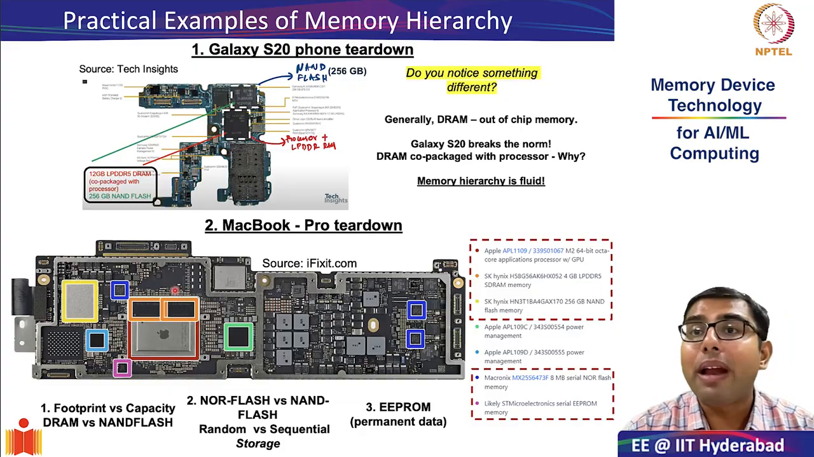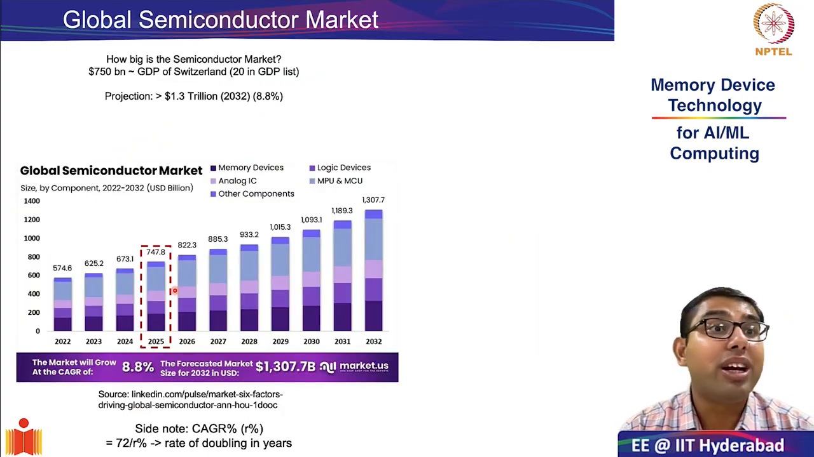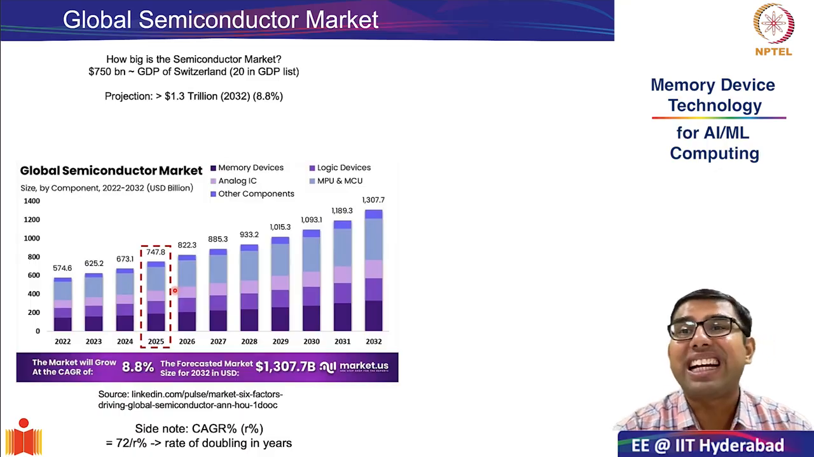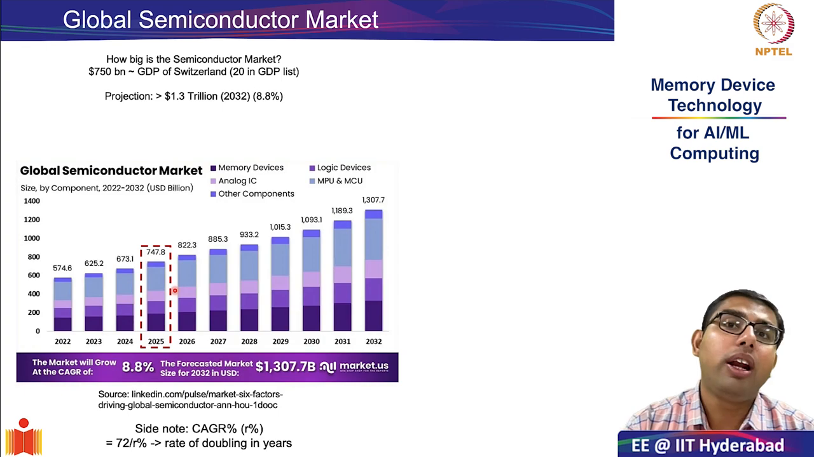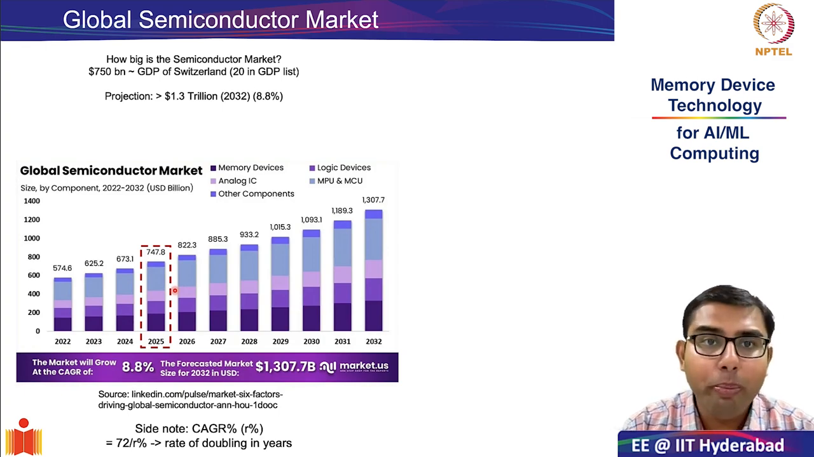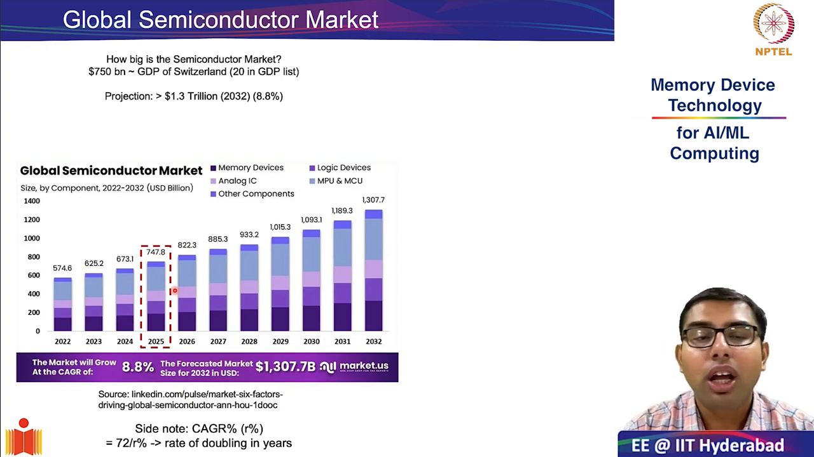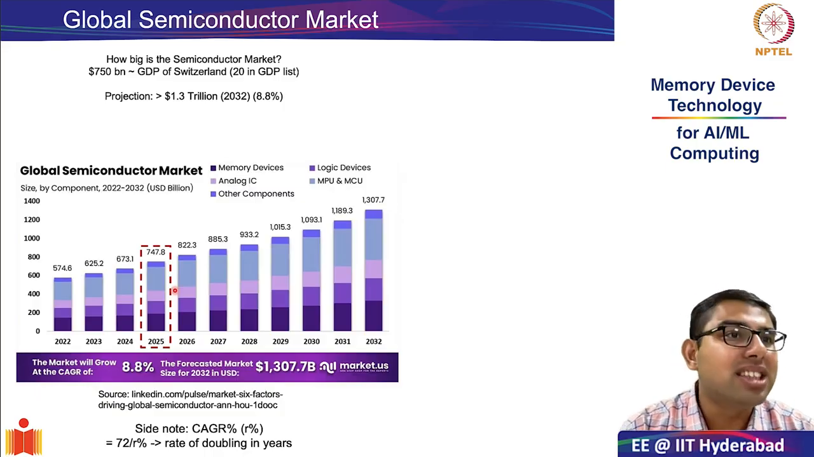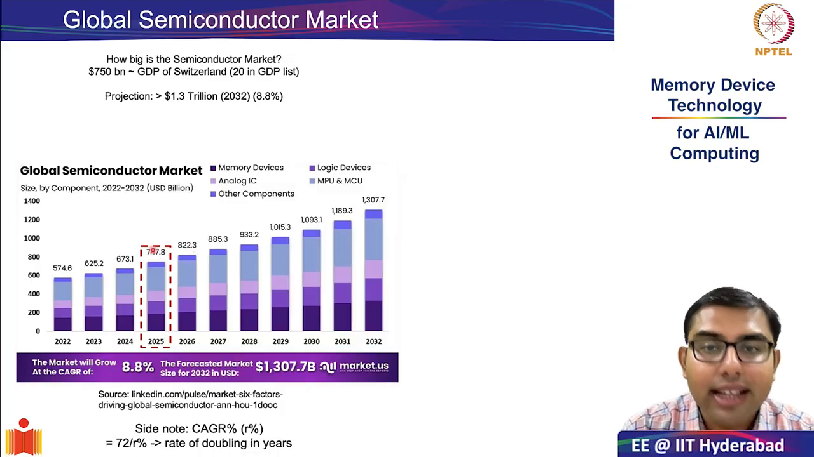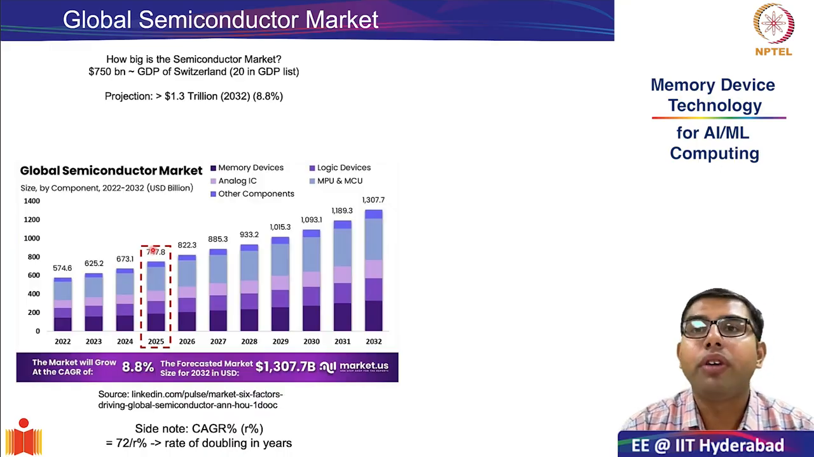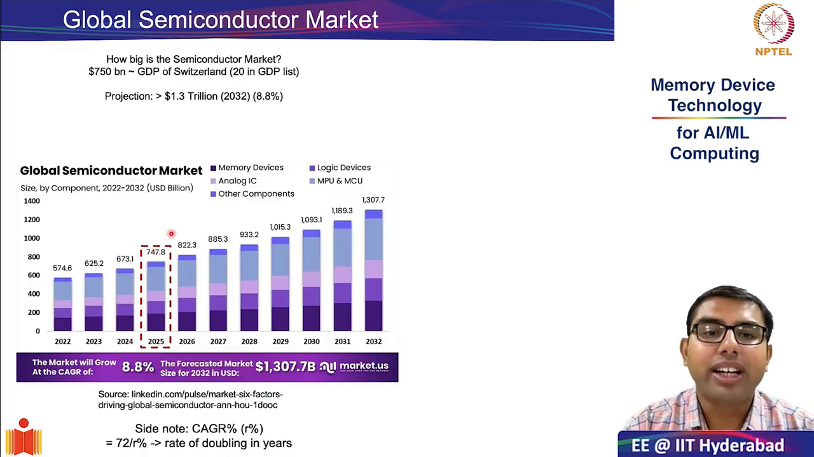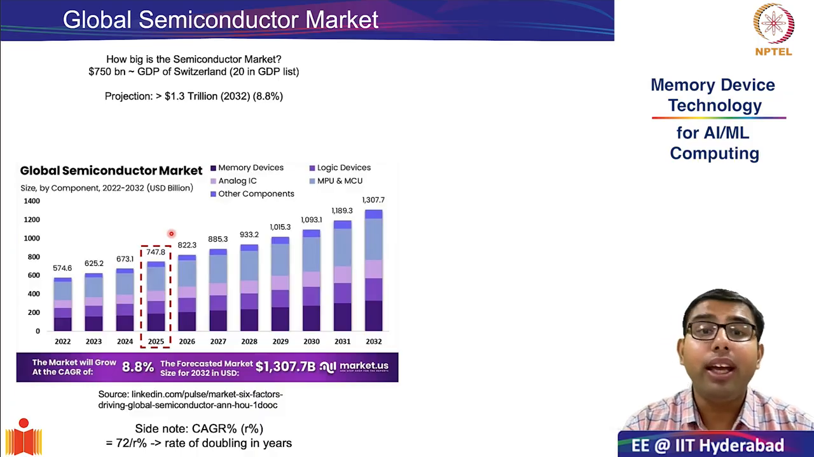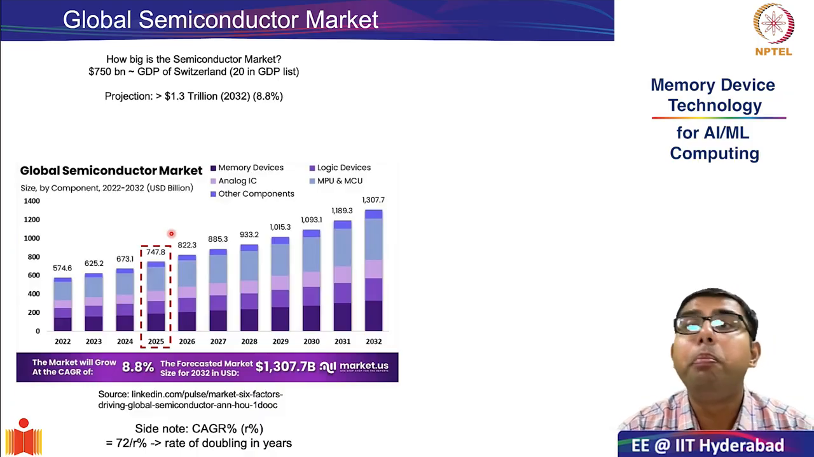This gives us a very good platform to start our next discussion, which is on global semiconductor market trends. So let me ask you a question. How big do you think the semiconductor market globally is in terms of billions of dollars? As you can see in this particular chart, the current size of the semiconductor market in 2025 is roughly on the order of $750 billion.